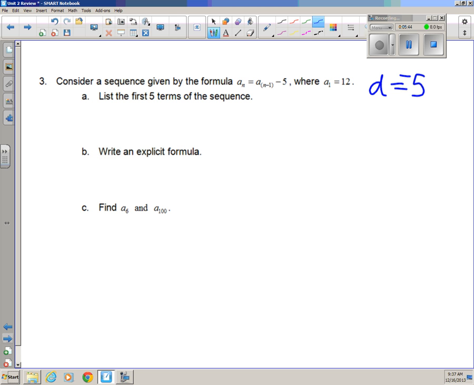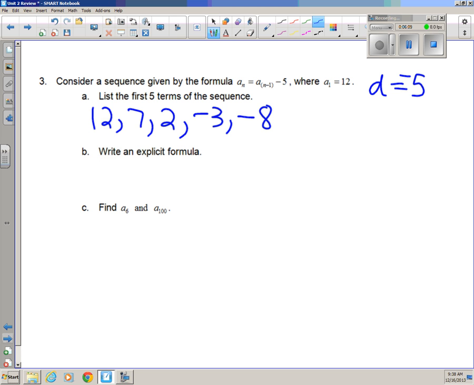So basically, if I start with my first number and I subtract by 5, there's my second term. And then I subtract by 5 again. There's my third. Subtract by 5, subtract by 5. So what happens is the first 5 terms are 12, then 7, then 2, then negative 3, then negative 8.